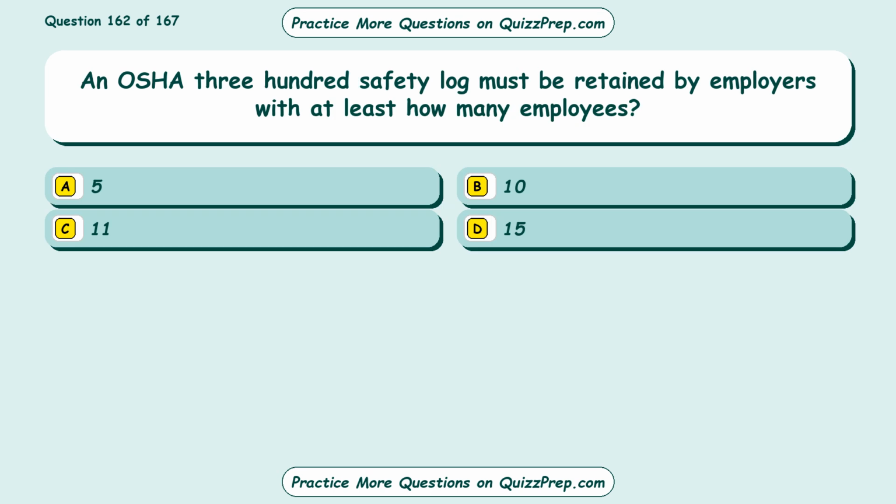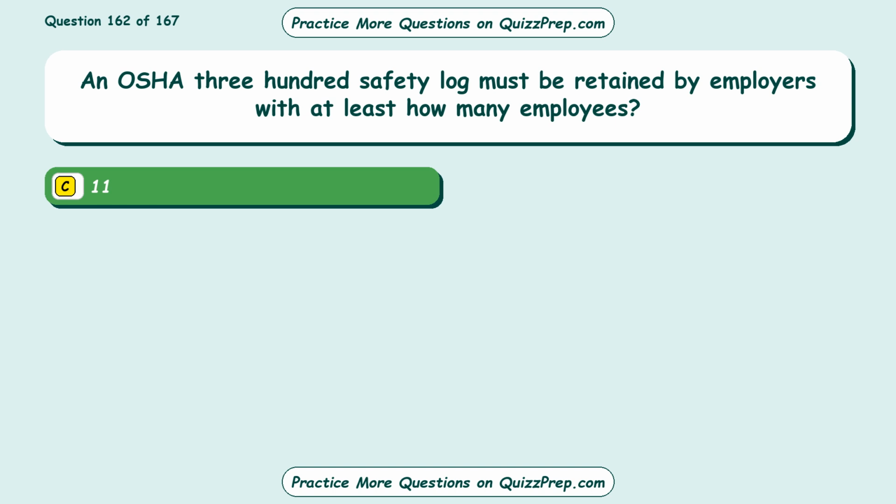Question 162. An OSHA 300 safety log must be retained by employers with at least how many employees? Option A, 5. Option B, 10. Option C, 11. Option D, 15. The correct answer is option C, 11.